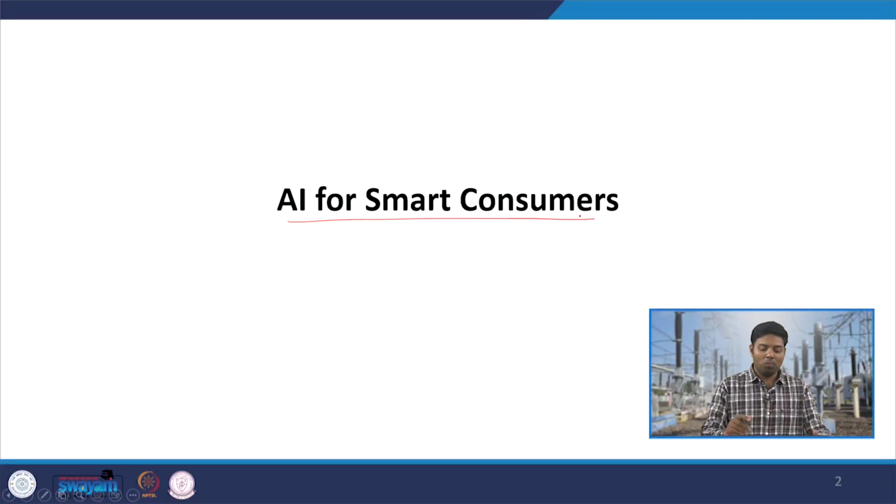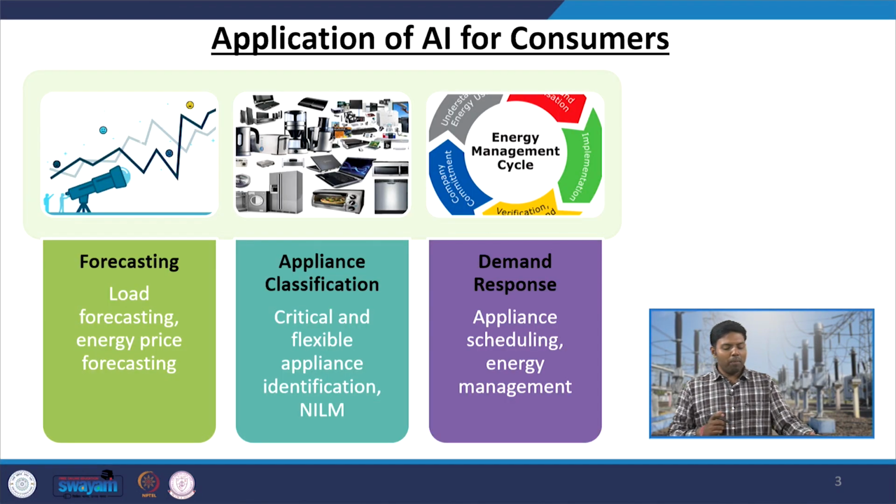We have completed the AI control for the DERs for the distribution network, and now we came to the last level of your power system, that is your customers. So, how can you use AI for the consumers? The application of AI in the consumers is very vast.